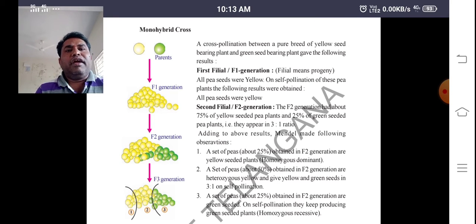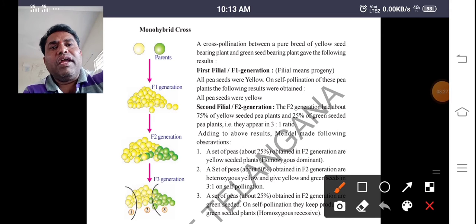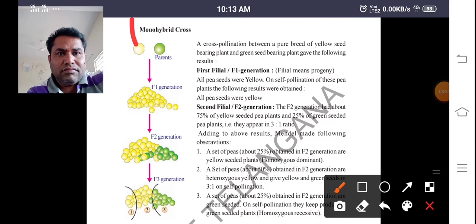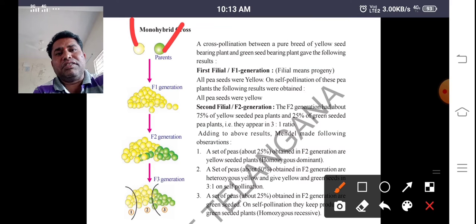A cross-pollination between a pure breed of yellow seed bearing plant and a green seed bearing plant gives the following result. Here let us take the yellow colored parent plant and the green colored parent plant. When we cross these, the F1 generation is all yellow colored.